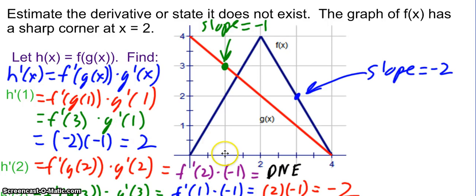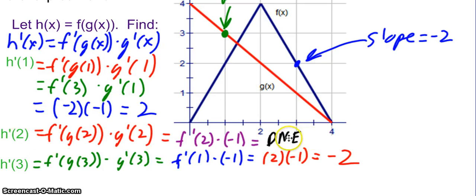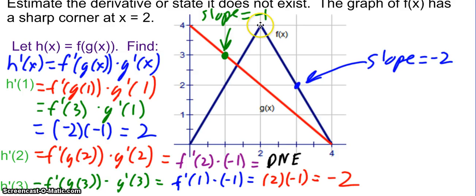G prime of 1 is saying when x is 1, what is the slope? Sorry, this is the g function. The slope here is negative 1. So I do negative 2 times negative 1, which is positive 2. H prime of 2 does not exist, and h prime of 3 is negative 2. And we can look at these by showing, okay, g of 2 is 2, and g prime of 2 is negative 1, and so then it becomes f prime of 2 times negative 1, but f prime of 2 does not exist because that's a sharp turn.